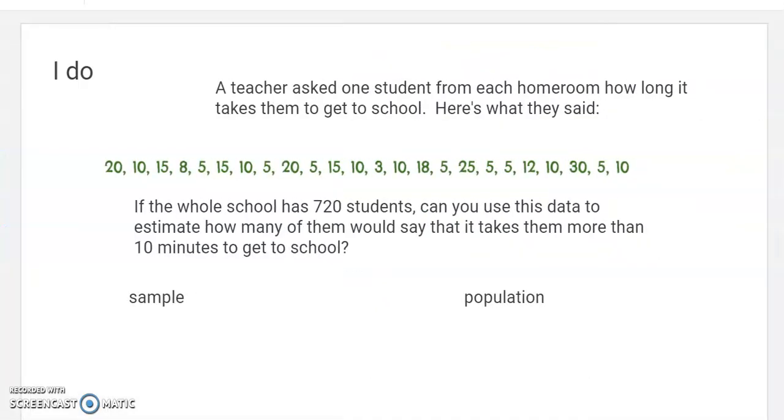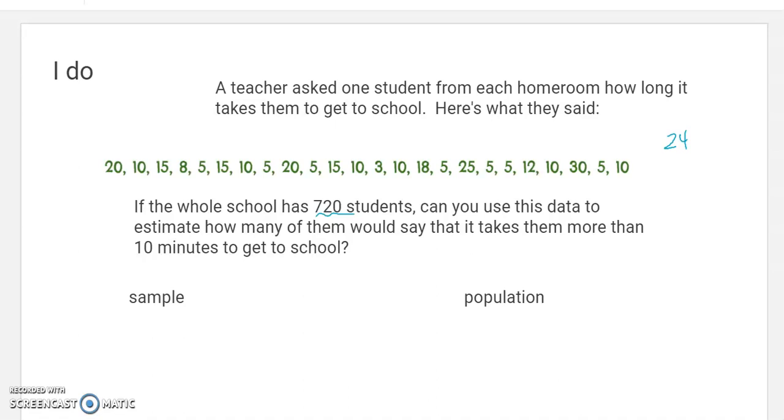So let's talk about how we use that information to make predictions about a population. Let's say a teacher asked one student from each homeroom how long it takes them to get to school. And here's what they said. See how many that is. 1, 2, 3, up to 24. So it looks like there are 24 homerooms. If the whole school has 720 students, can you use this data to estimate how many of them would say it takes them more than 10 minutes to get to school?